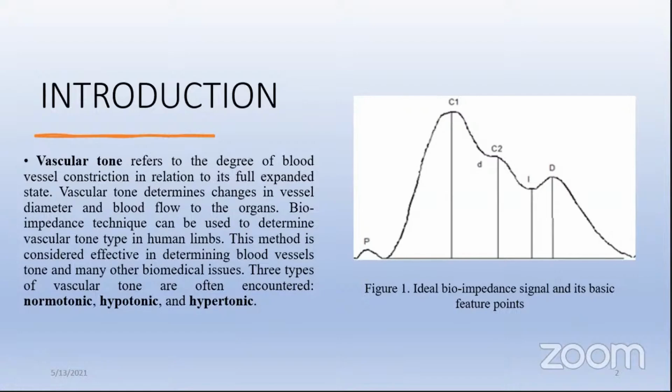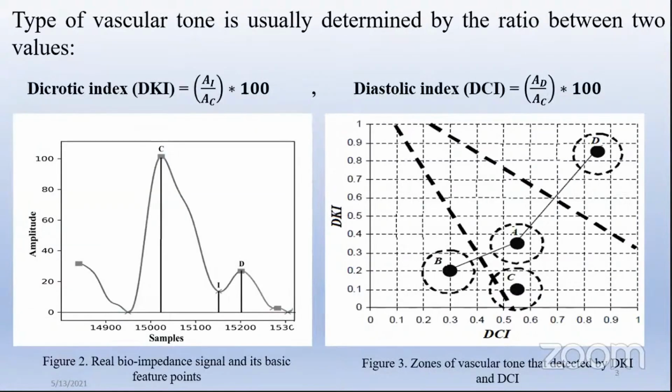There are three types of vascular tone often encountered: normotonic, hypotonic, and hypertonic. In Figure 1, we see the ideal bioimpedance signal and its basic feature points. C1 is the first systolic wave peak. C2 is the second systolic wave peak. D is a diastolic wave peak. B is a pre-systolic wave peak, and I is the incisure. The type of vascular tone is usually determined by the ratio between two values: dicrotic index (DKE) and diastolic index (DCE).